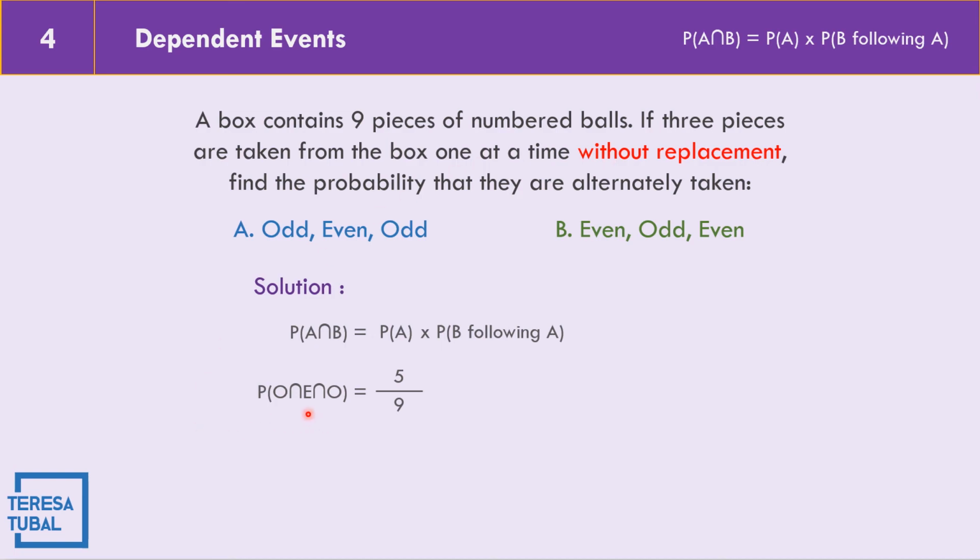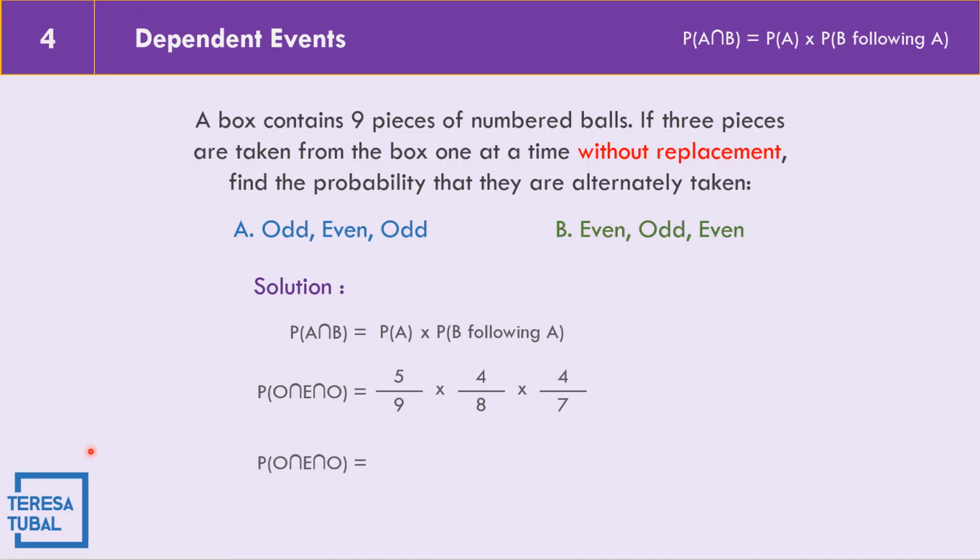How about the even number? The even numbers are 2, 4, 6, 8. So we have 4 all over 8. Why 8? Because in the problem, it is without replacement, so we need to subtract the denominator by 1. So 9 minus 1 is equal to 8. How about the odd number? The odd numbers are 1, 3, 5, 7, and 9. So we have 5. But given na yung first odd number, nakuha na rin yun. So 5 minus 1 becomes 4. And the denominator is subtracted by 1 because the problem is without replacement. So 8 minus 1 is equal to 7.